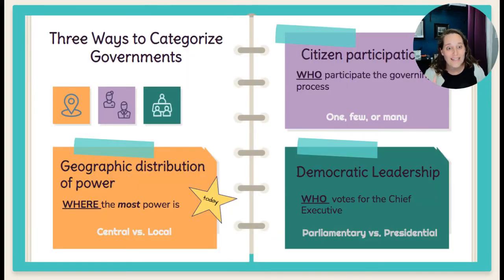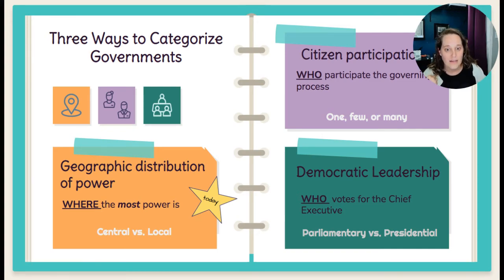There are 3 different ways to categorize governments, and make sure you're writing these titles down in the 3 boxes. So the first one that we're going to talk about today is geographic distribution of power. So this is the where. You just have to put the titles down. So geographic distribution of power is talking about the where. Where is the power located for a country?